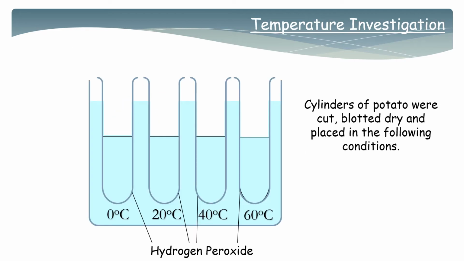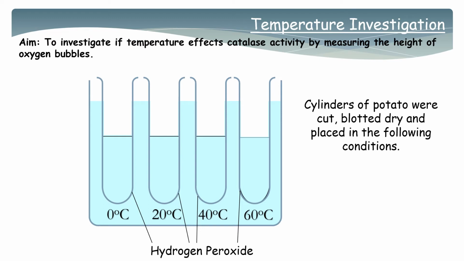So another experiment that you would perform in class is a temperature investigation. You would look at a tissue in hydrogen peroxide at various different temperatures. If you're doing an experiment, it's important that you only change one variable. So our aim is to investigate if temperature affects catalase activity by measuring the height of oxygen bubbles.